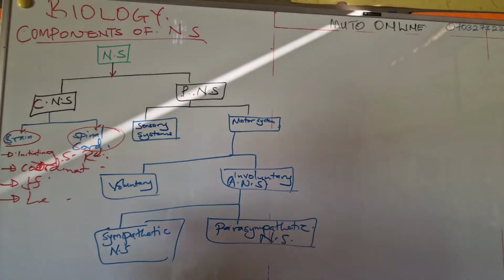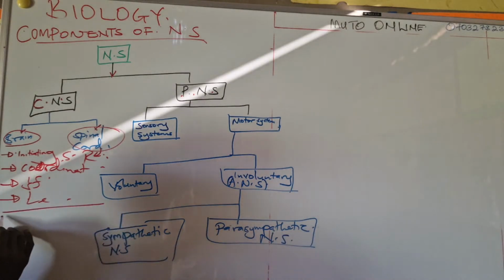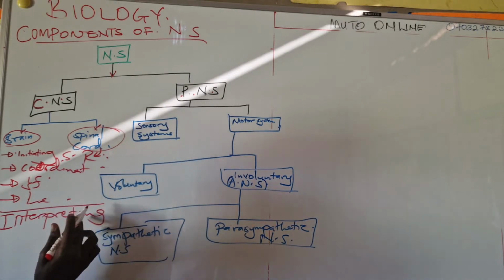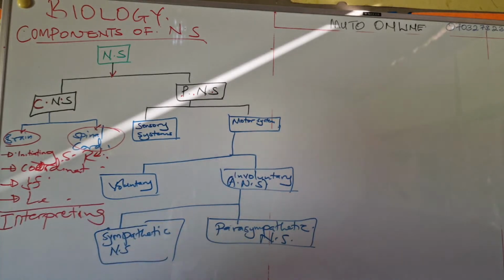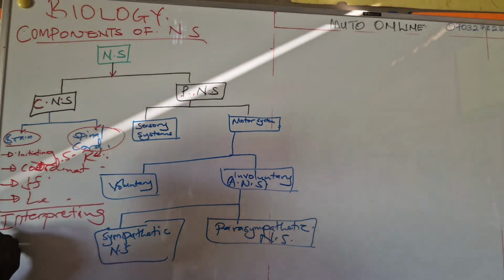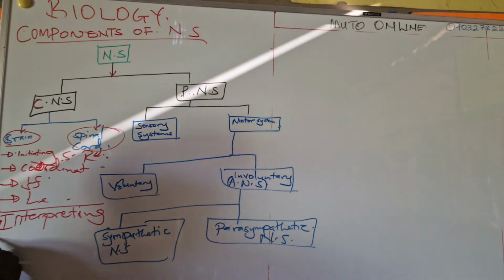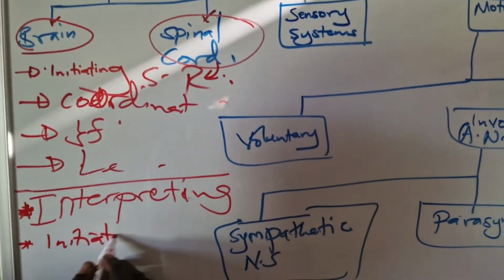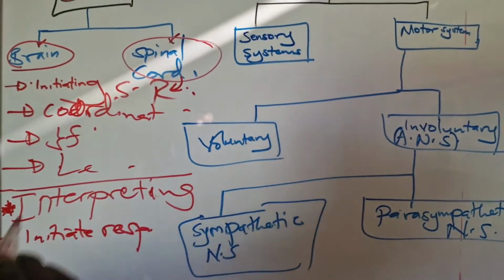We shall find that the central nervous system functions majorly in interpreting, that it will serve purposely in interpreting impulses, information carried as impulses. We shall find also that the central nervous system will initiate responses.